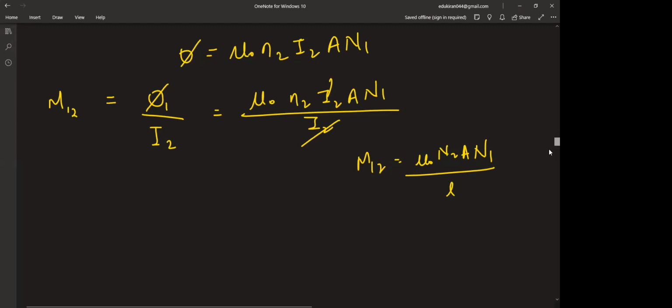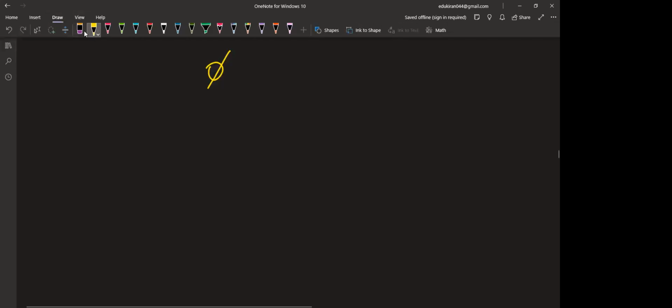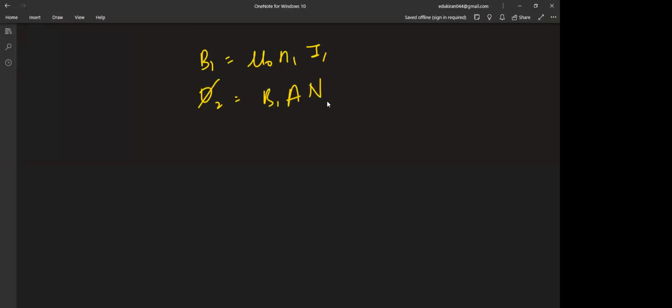And similarly, if you want to find out the vice versa, phi 2, we'll write it for B1, mu naught N1 I1. Phi 2, we will write B1 A N2. This time it would be B1 for phi 2. The second one is taking the magnetic field of the first one. So phi 2 will be equal to mu naught N1 I1 A into N2.